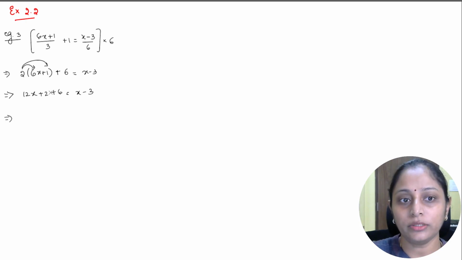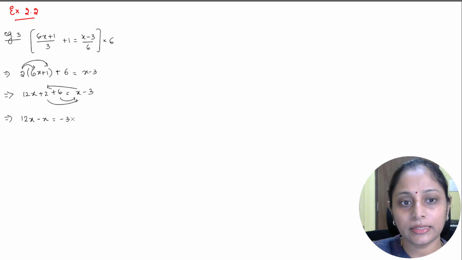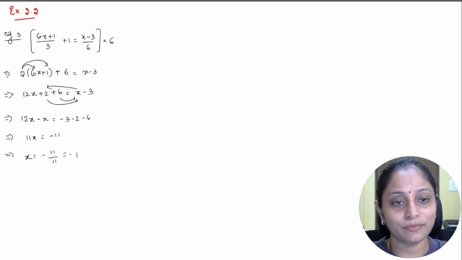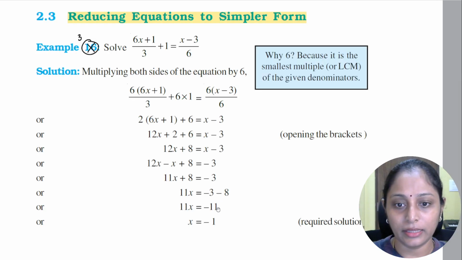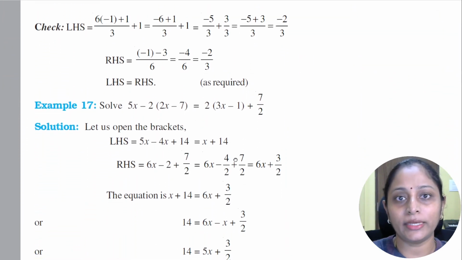Now I am going to use the transposition, bring all the variable terms to LHS and all the constant terms to RHS. Okay, so I have 12x minus x is equal to minus 3 minus 2 minus 6. Okay, and 11x is equal to, here I have minus 11, implies x is equal to minus 11 divided by 11, which is nothing but minus 1. So this is my answer. As you can see here, they got the same answer, x is equal to minus 1, right? So this is what we will be doing in this exercise.